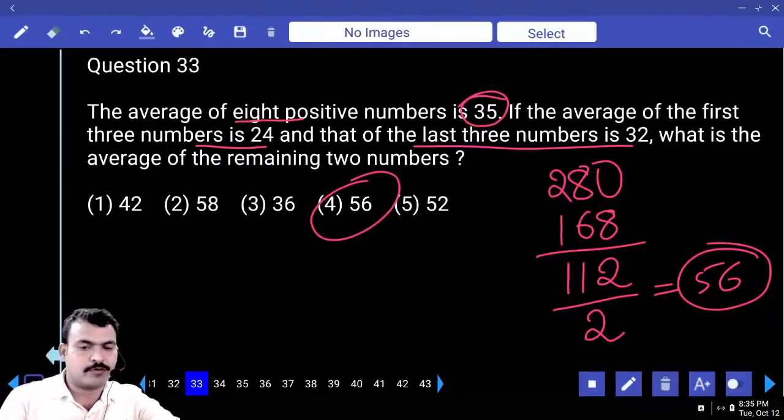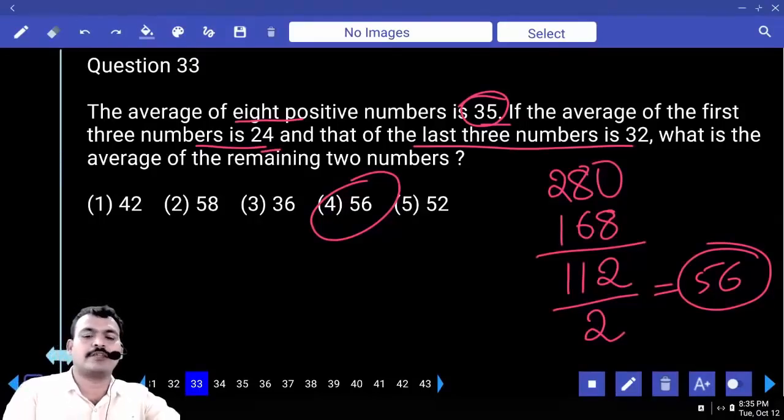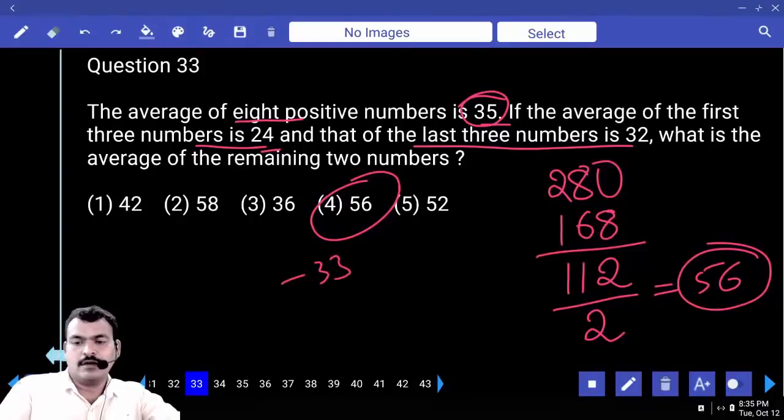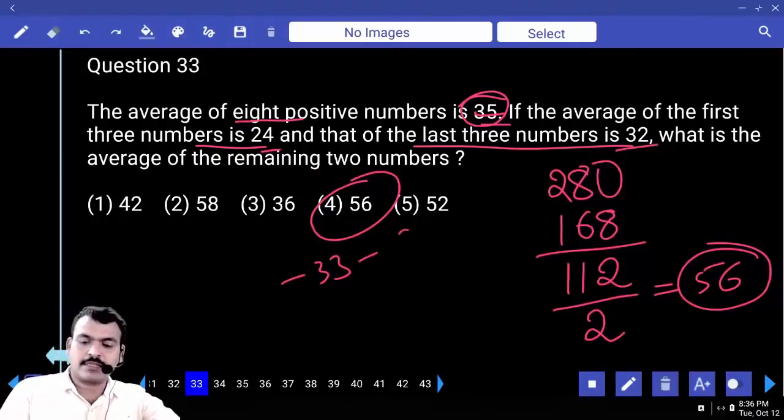Next question number 34. By using the reverse method also it will be possible. 35, 24 difference. 11. The average difference is 11. Then the sum difference is 33 or not. Next. One is 35. Another one is how much? 32. What is the average difference? 3. Then the sum difference is 9. 33 plus 9, 42 or not.